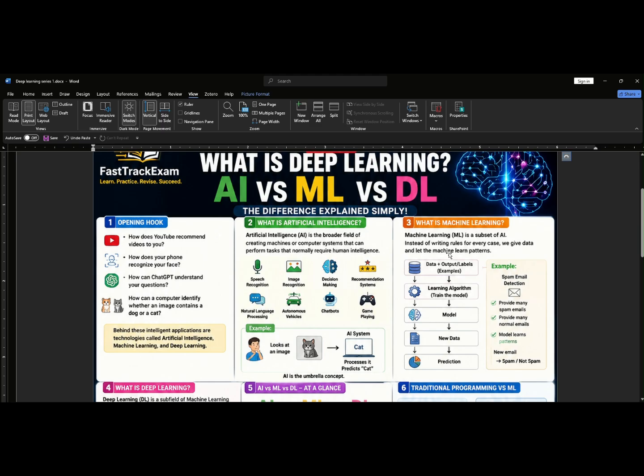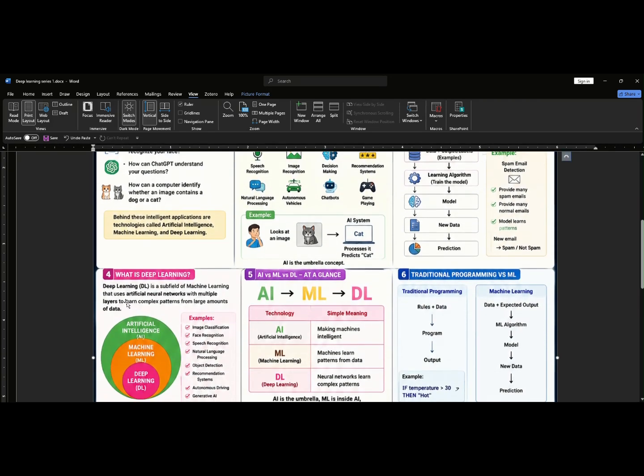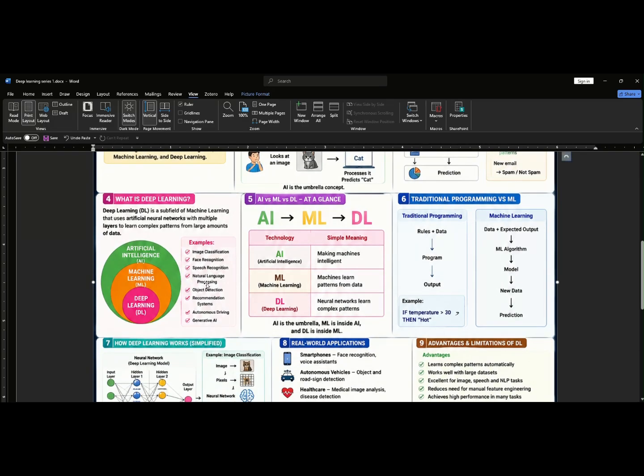Now we come to the main topic of our series, deep learning. Deep learning is a subset of machine learning that uses ANN, artificial neural networks, with multiple layers to learn complex patterns from large amounts of data. Here the outer layer is AI, the middle one is machine learning, and the next one is deep learning. Examples of deep learning are image classification, face recognition, speech recognition, NLP, object detection, recommender systems, autonomous vehicles and generative AI.